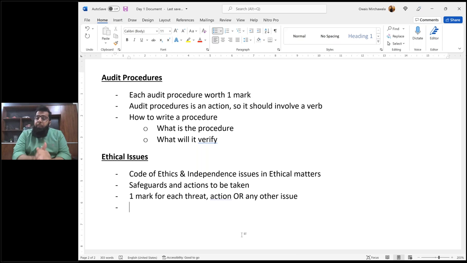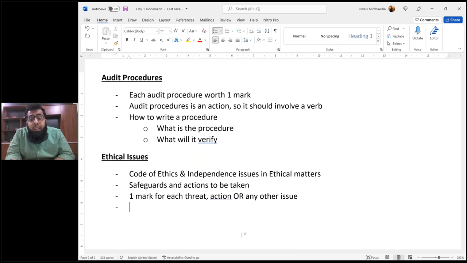For example, if an audit team member has taken a loan, please listen to me. If an audit team member has taken a loan from the client, then it's a self-interest threat, right? We all know that. But you need to evaluate. We will look at the amount of the loan. We will look at the terms of the loan, whether they are normal or abnormal. We will look at the position of that audit team member in the firm.